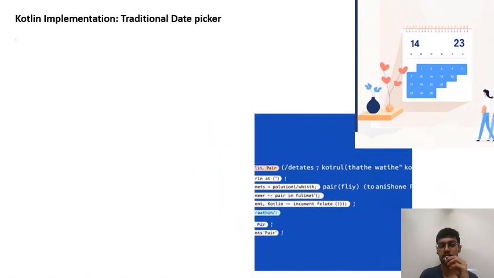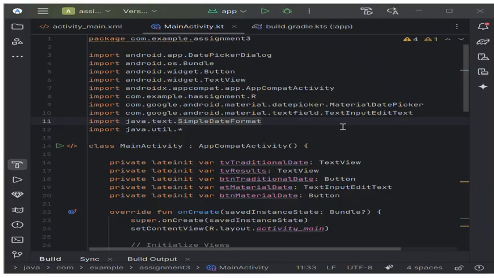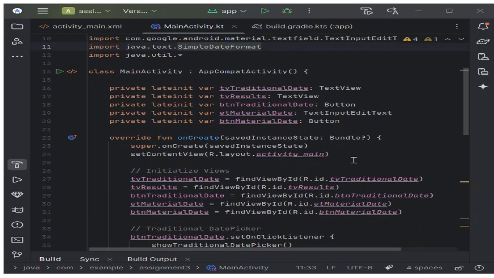After the XML file implementation, now we will see the Kotlin implementation for traditional date pickers and Material 3 date pickers. This is just a code snippet for my code. Now let's dive into the brain of our app, the Kotlin code that brings our date picker to life and makes everything interactive. For the class structure and initialization, I'm using lateinit variables for our view references, which is a Kotlin feature that allows us to declare non-null variables without immediate initialization.